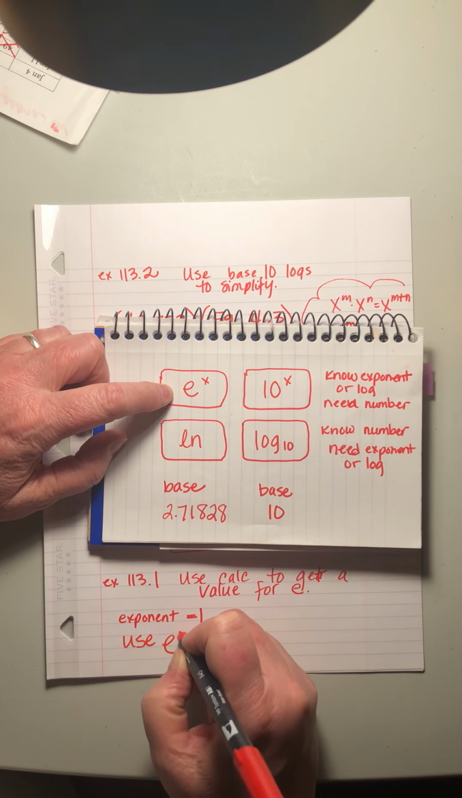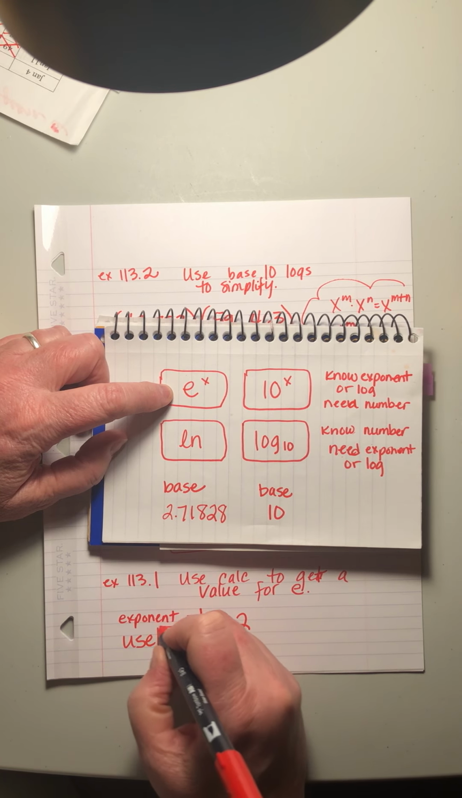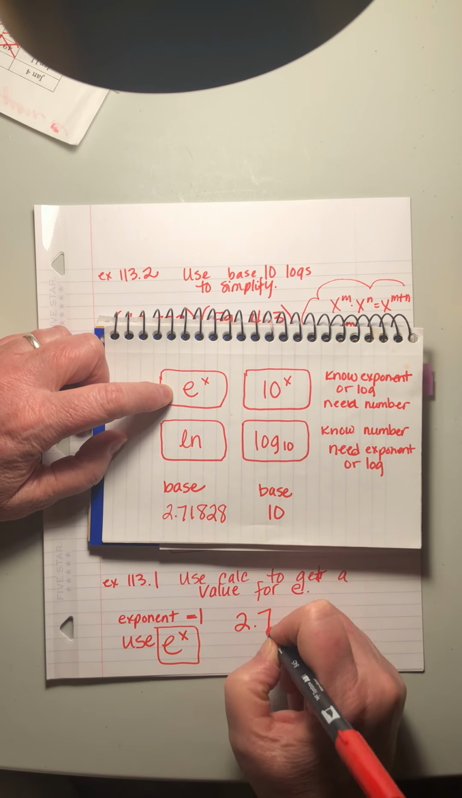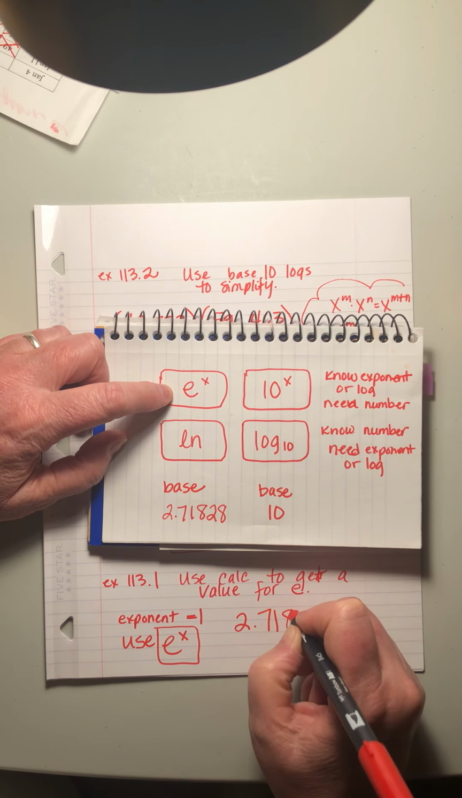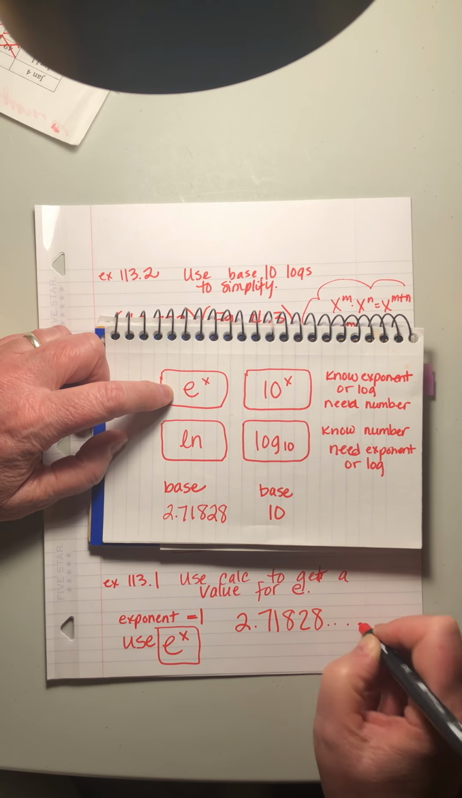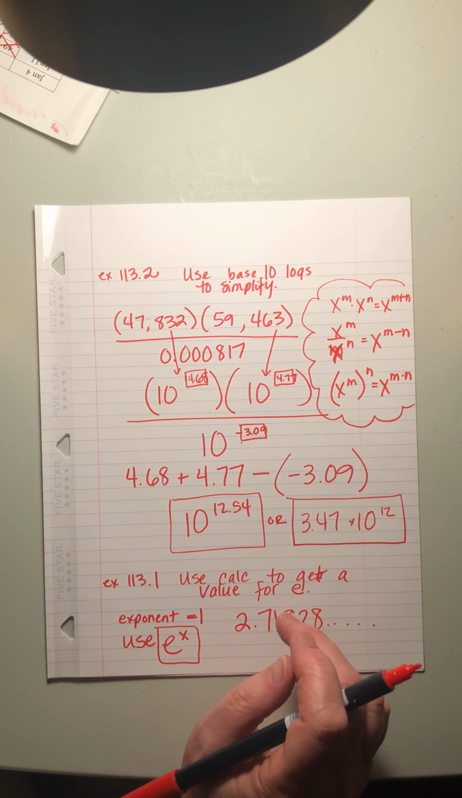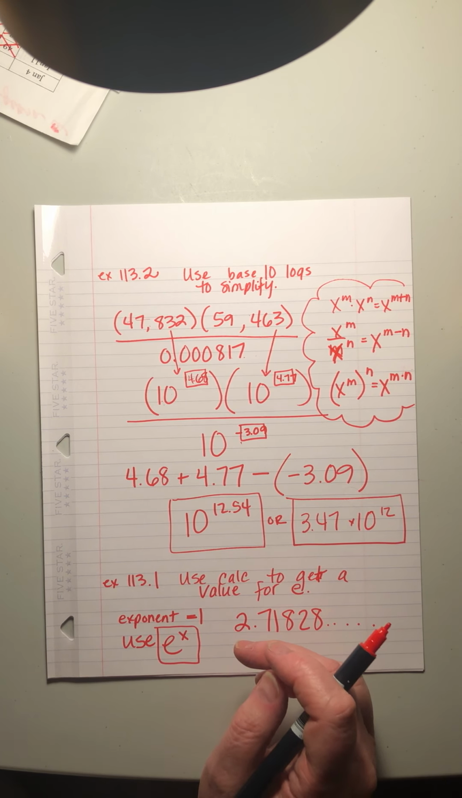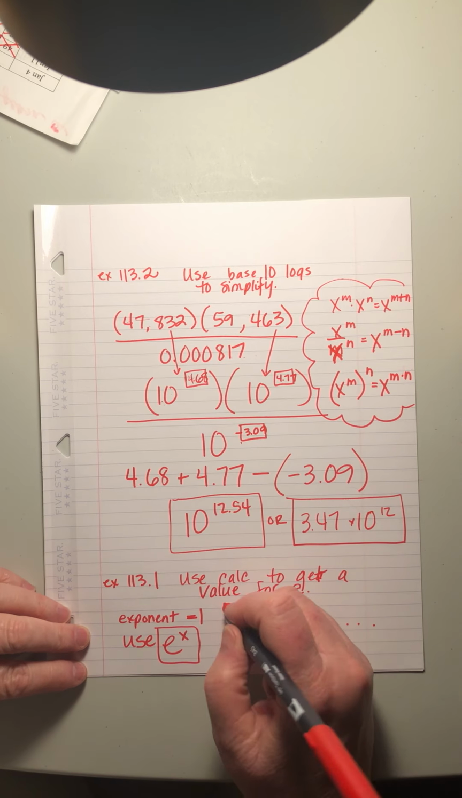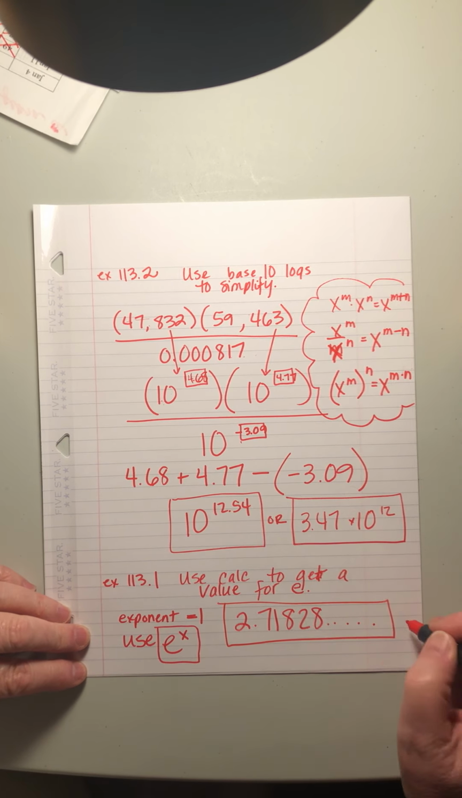so we want to use the E to the X button. And that will give us 2.71828, and so on. It is an irrational number. It has infinite non-repeating decimals. All right, so that's the answer for this one.